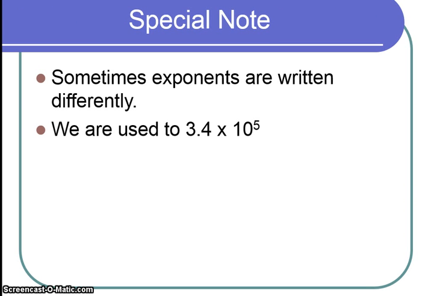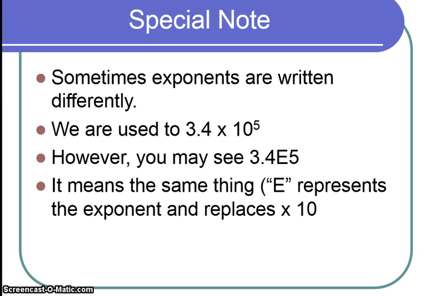Sometimes exponents are written differently. We are used to seeing 3.4 times 10 to the 5th. However, you may see 3.4 e to the 5th. And that e replaces the times 10. This is normally where you're going to see it, on your graphing calculator. When you put in numbers with exponents, very large or very small, it's going to give you e to the whatever power instead of giving you times 10 to that power. So you have to understand that the e is the same thing as times 10.